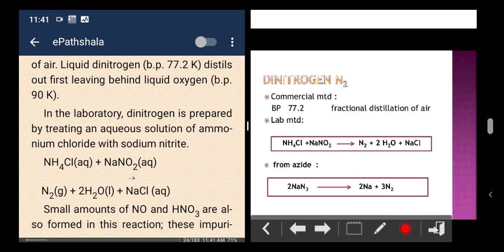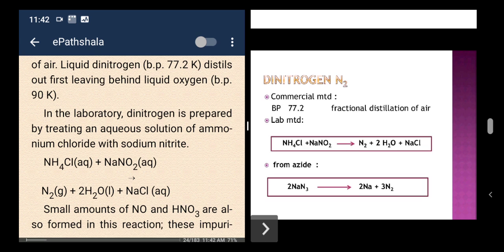In the laboratory, dinitrogen can be prepared by treating an aqueous solution of ammonium chloride with sodium nitrite. That is, ammonium chloride and addition of sodium nitrite, which will give dinitrogen, water and sodium chloride.